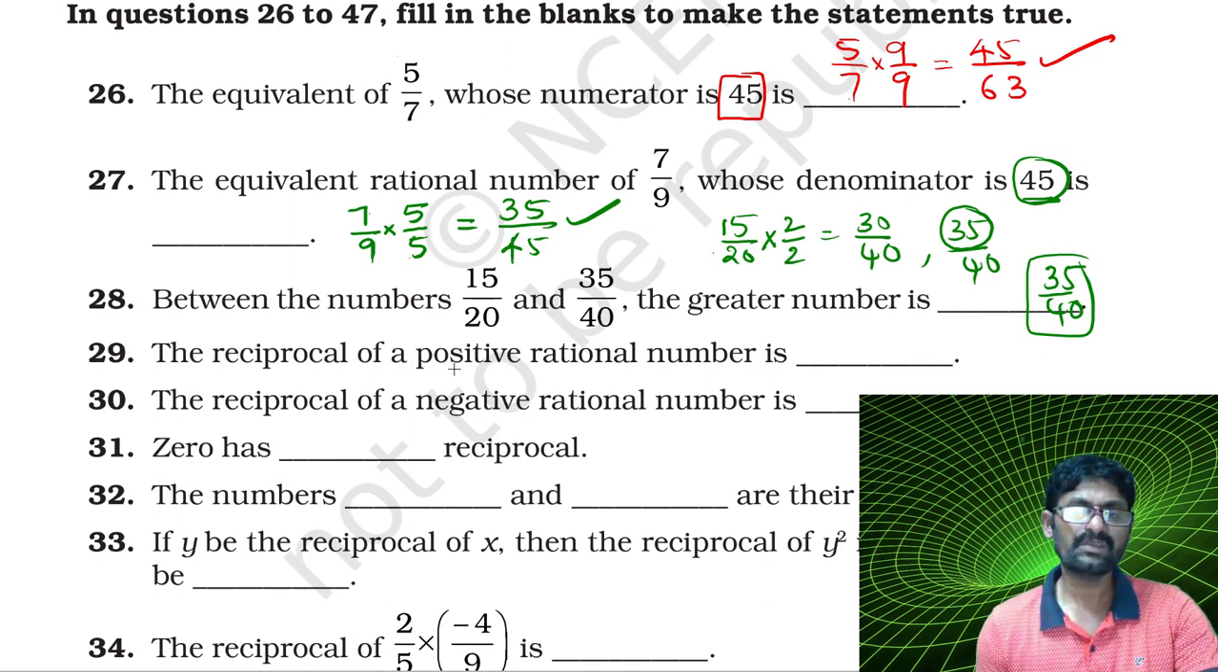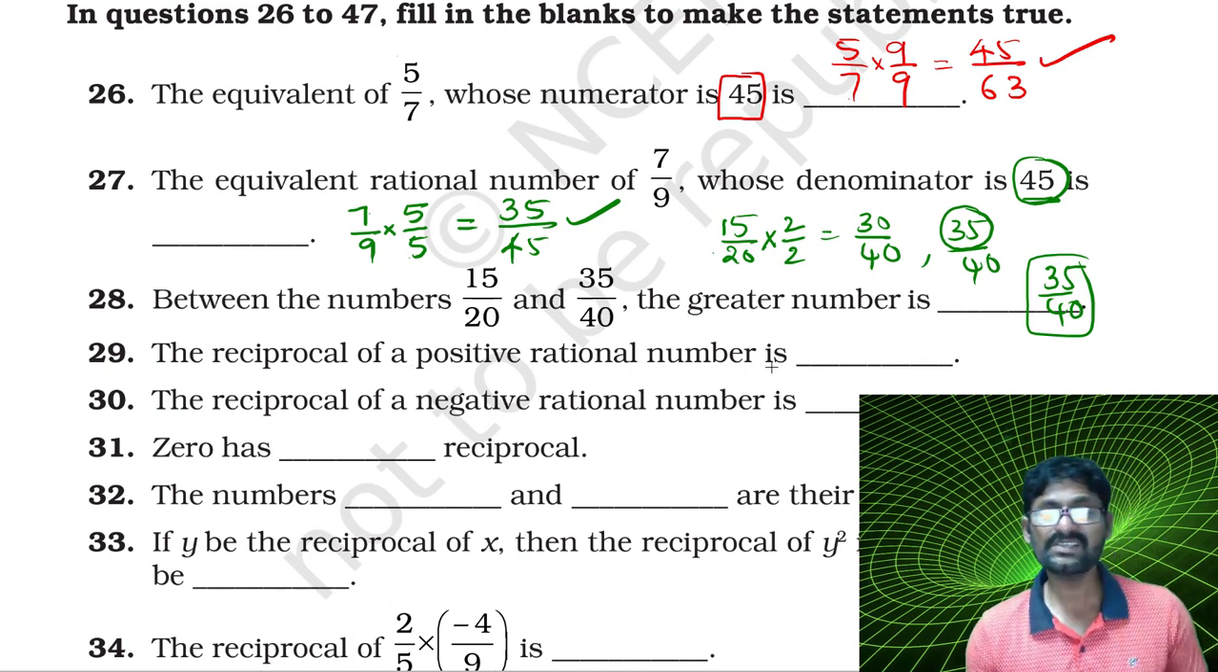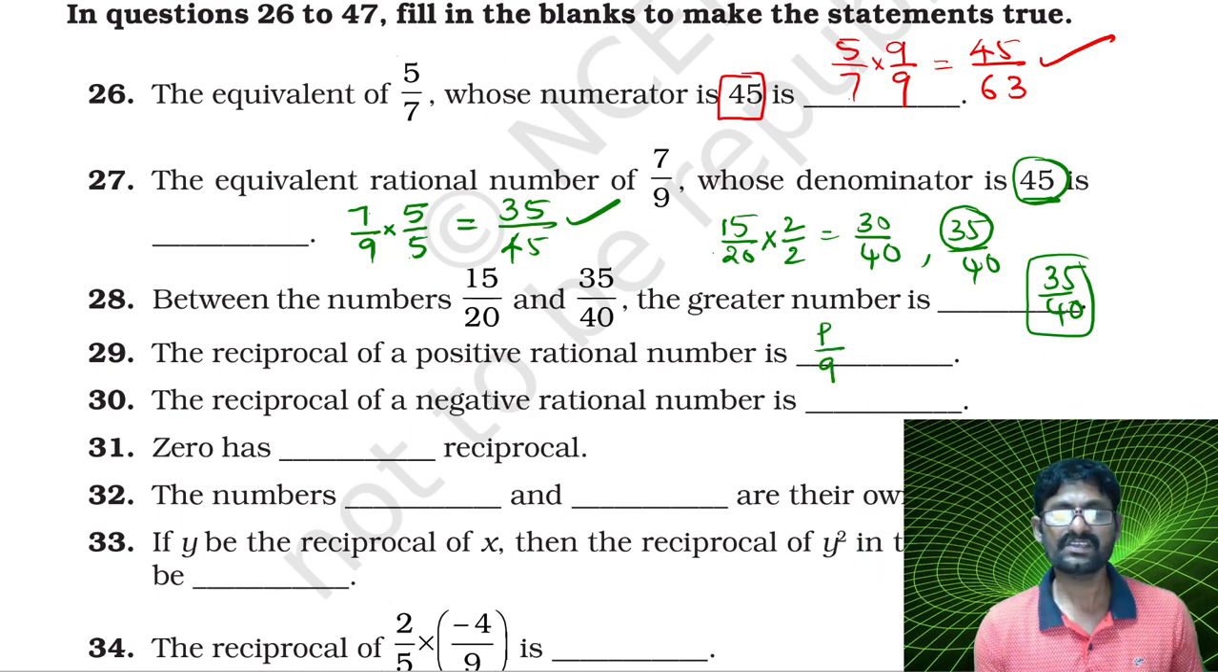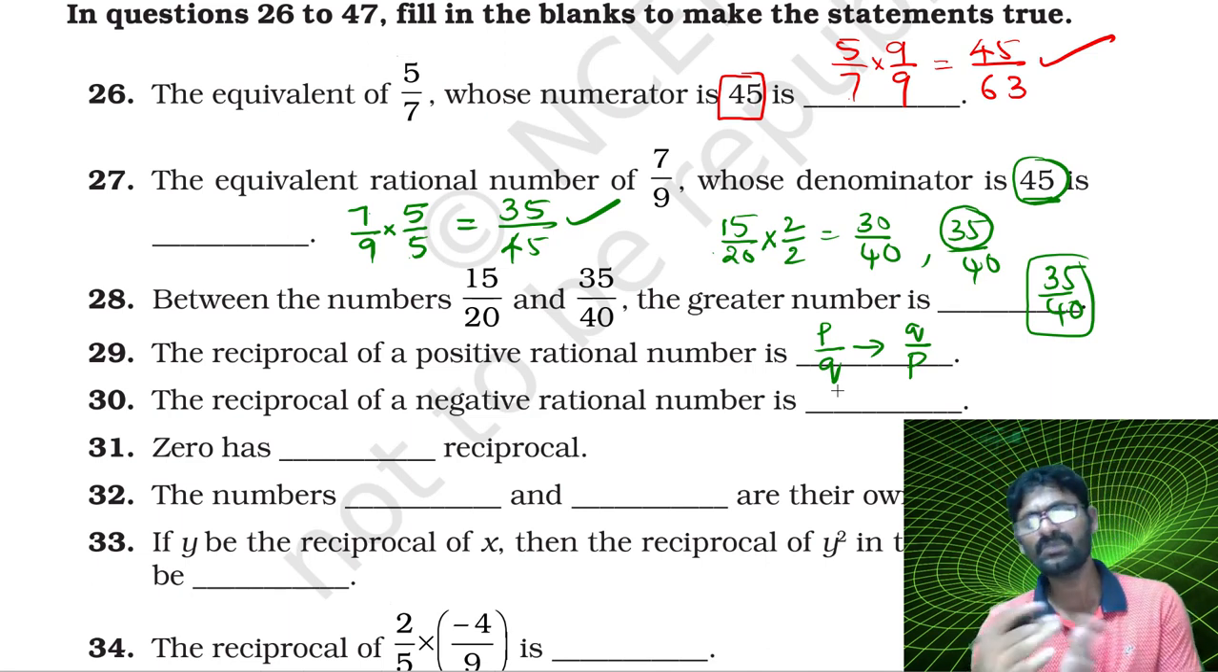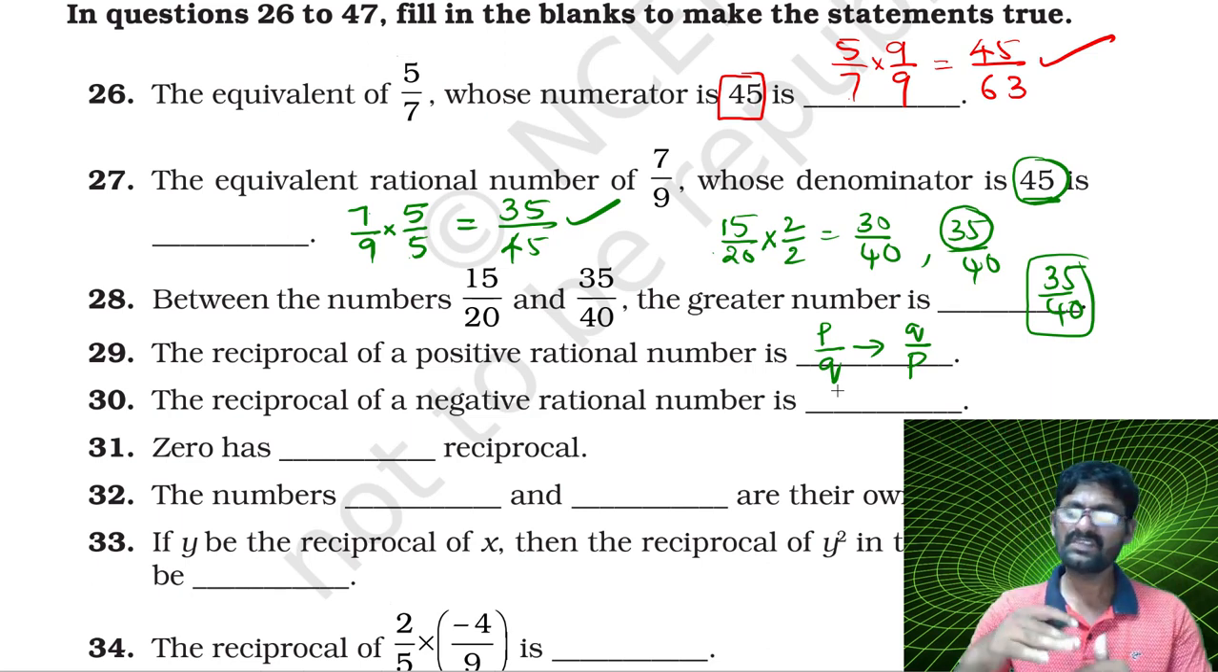Next, the 29th one. The reciprocal of a positive rational number is. Suppose P by Q is a rational number. What is the reciprocal of this one? Simply swap the numerator and denominator, so it will be Q by P. Here we are not changing the sign. If you take a positive rational number, then the reciprocal will also be positive. Similarly, if you take a negative rational number, then the reciprocal is also a negative rational number.